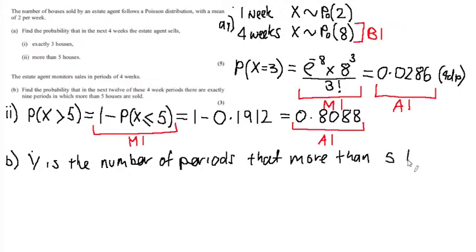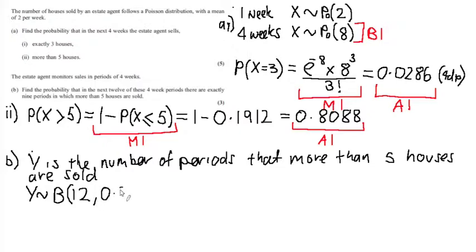Okay, so what we're having to do here is set up another distribution, because what we're looking at is the fact that either in this period more than 5 houses are sold, or they're not sold. So we're looking at a binomial distribution. So we have Y is distributed binomially, where we have 12 periods that we're looking at, and the probability of selling more than 5 houses is 0.8088 that we got in part 2.